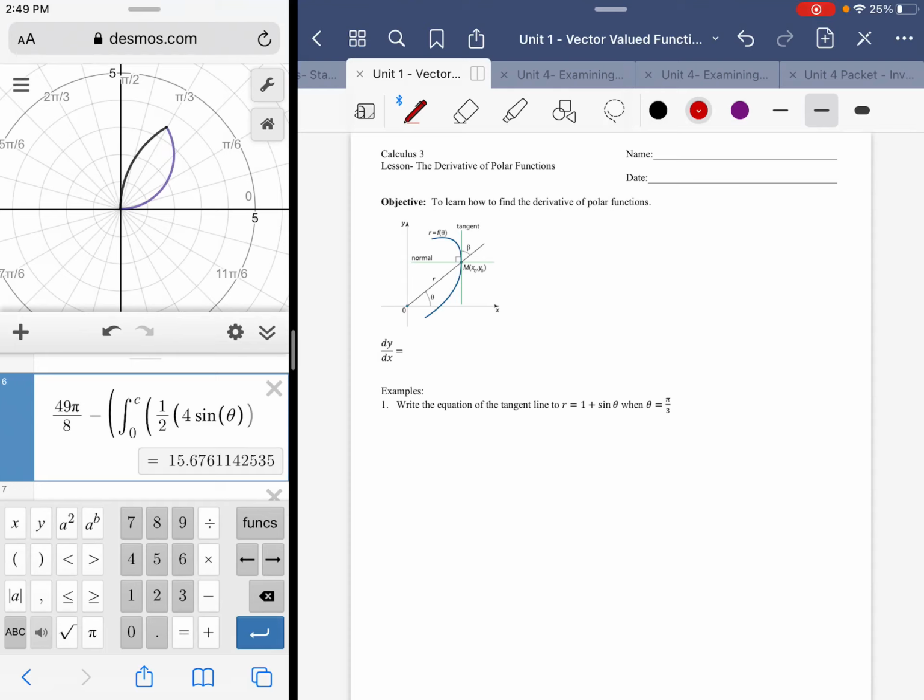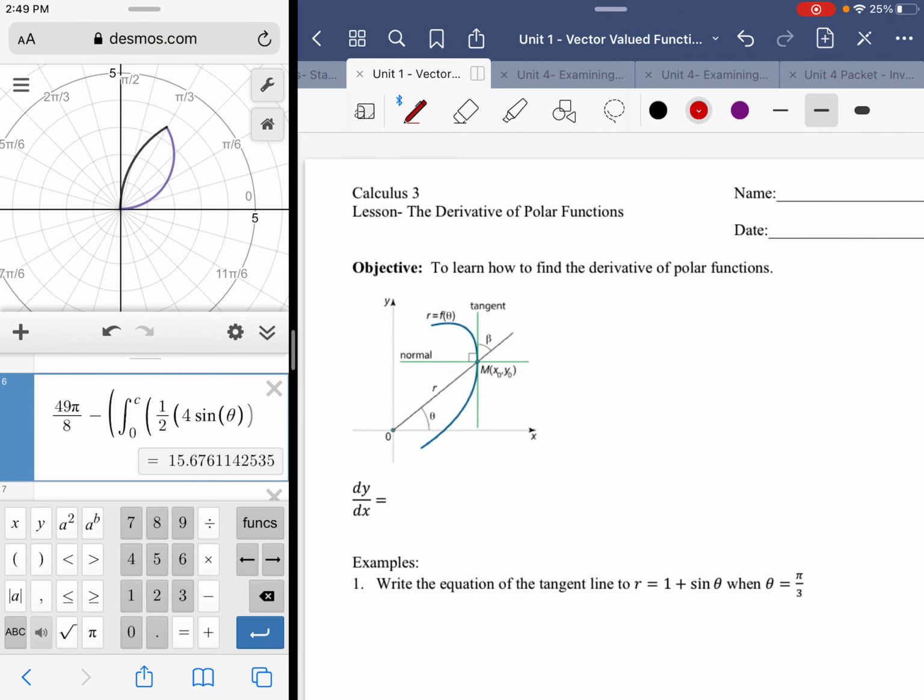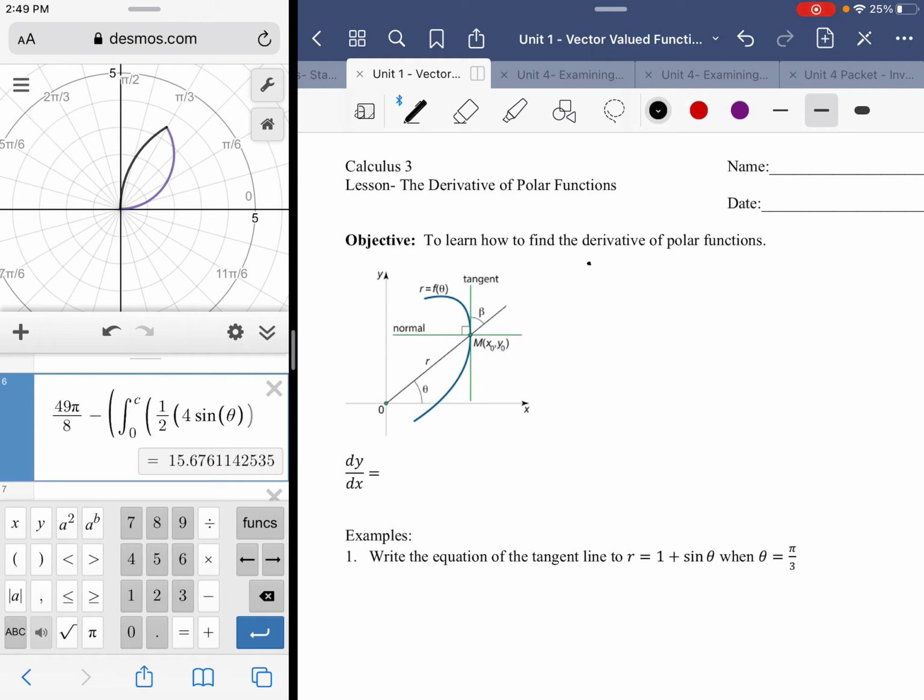So this is page 9 in the Unit 1 packet. What we're looking to do is find the derivative of a polar function, but using rectangular differentiation, so dy dx rather than dr d theta. So in order to do that, we want to use the rules that convert us over from polar to rectangular. We got an R there, apologies.